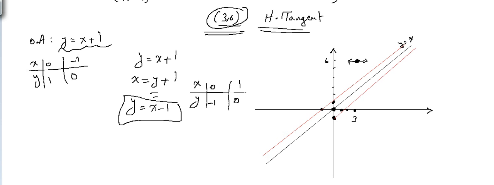You see, they are all parallel. My drawing is not that accurate, but the two red asymptotes and y equals x have the same slope. The slope of y equals x is 1, and y equals x plus 1 and y equals x minus 1 also have slope 1. All of them have the same slope, so they are parallel lines.